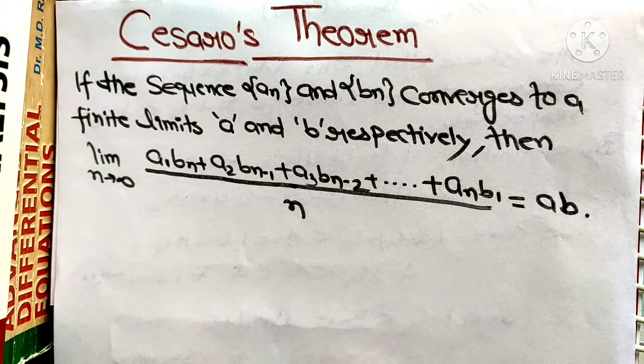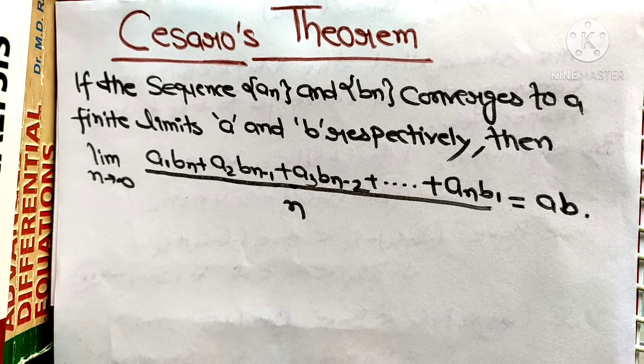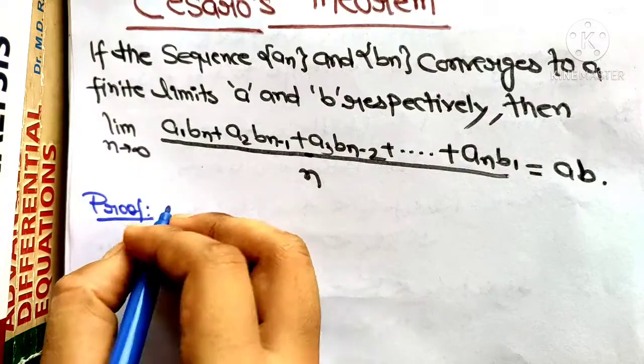The statement is: if the sequences an and bn converge to finite limits a and b respectively, then the limit as n tends to infinity of (a1bn + a2bn-1 + a3bn-2 + ... + an b1) upon n is equal to ab. Okay, so let's see the proof.